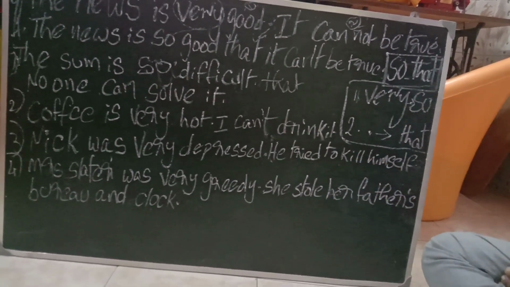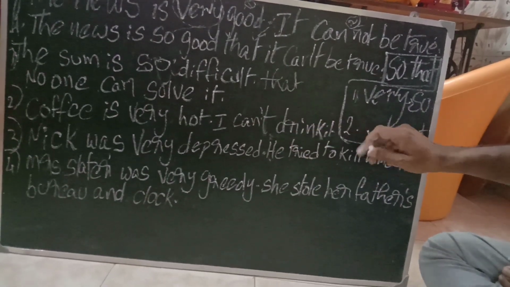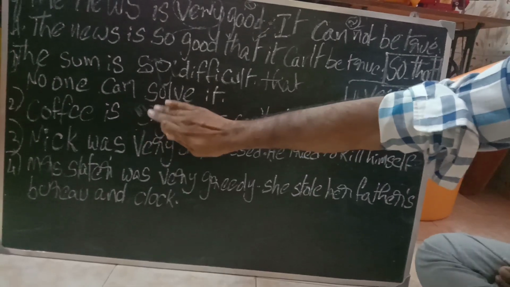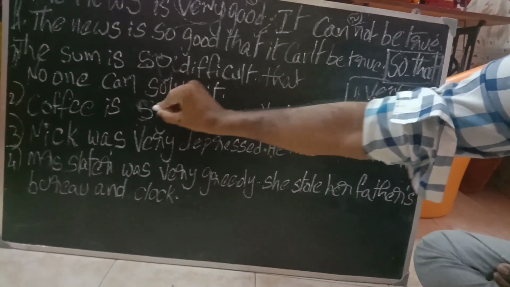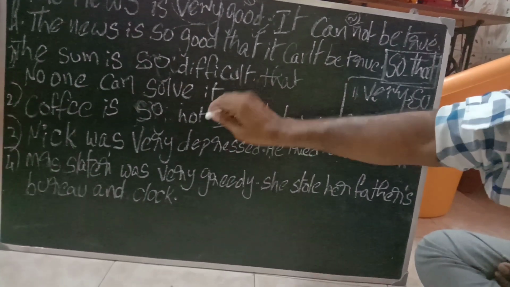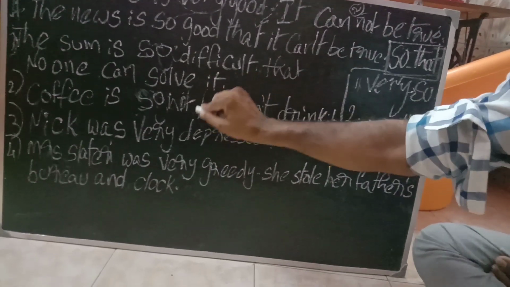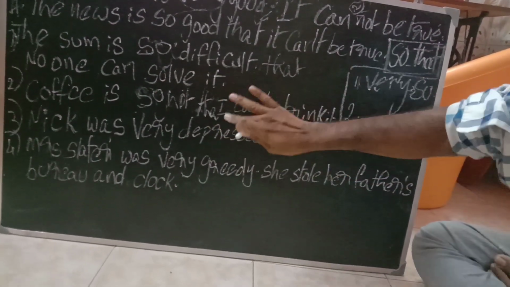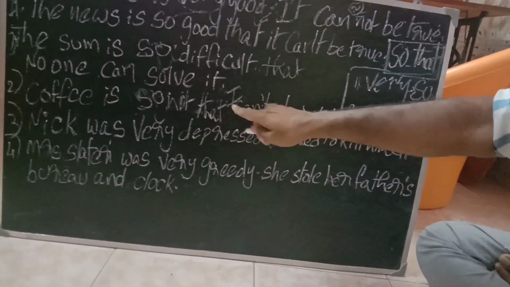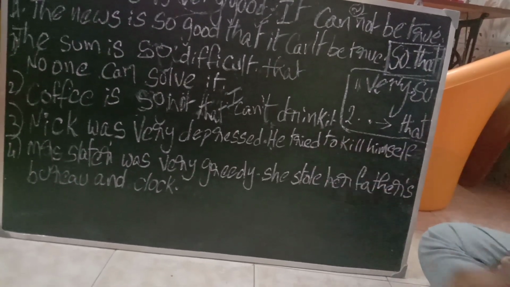Now see the next one. Coffee is very hot. Full stop. I can't drink it. So, coffee is very. You should remove "very" and write "so". Coffee is so hot. In place of the full stop, we have to write "that". Coffee is so hot that I cannot drink it. That is the answer.